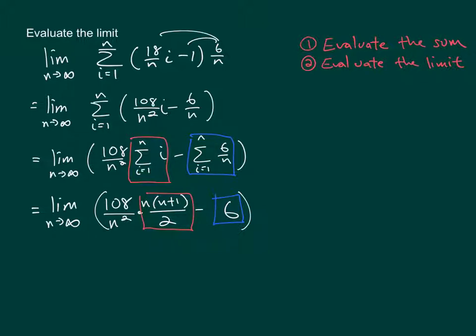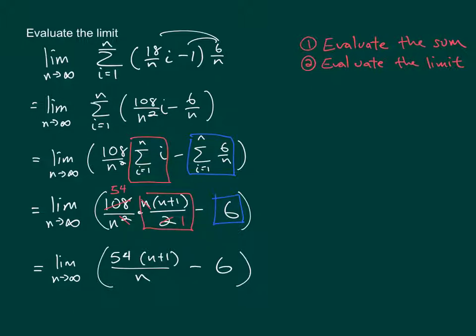The next step in simplifying the sum, we're not ready to take the limit yet, is to reduce an n in the numerator here with an n in the denominator and reduce 108 over 2 to 54 over 1. And this leaves us with the limit as n approaches infinity of 54 times n plus 1 all over n minus 6. So we're trying to take the limit of all of this.